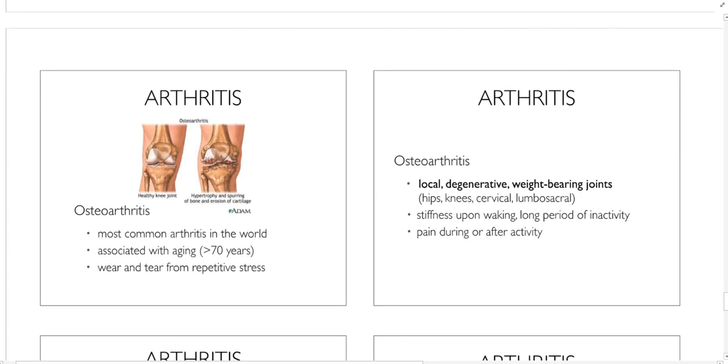Arthritis, or osteoarthritis, is a very common age-associated condition that comes just from regular wear and tear of joints. There are local, degenerative impacts to weight-bearing joints, like the hips, the knees, and the cervical and lumbosacral areas. They generally experience stiffness upon waking, or after long periods of inactivity, which occurs a lot more often as you get older. And they may have pain during or after activity.